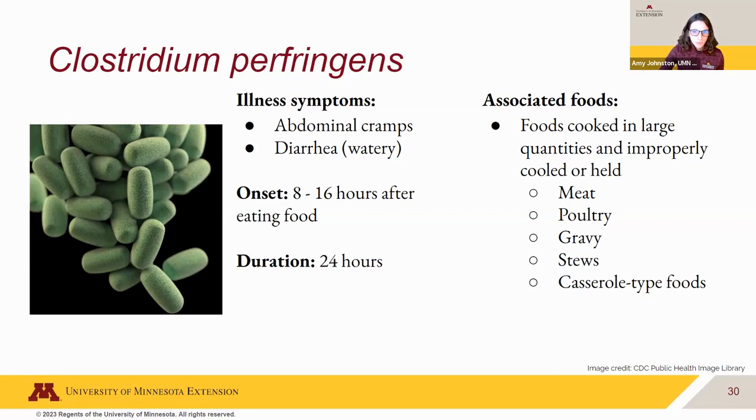So that temperature range where the Clostridium perfringens bacteria can produce those spores really quickly is between 41 and 135 degrees Fahrenheit. And that's called the temperature danger zone. So foods commonly associated with this illness are large roasts or large whole cooked birds, large batches of gravies and stews and casserole style dishes. Those are all very dense foods that could maybe have not been cooked thoroughly enough or take a long time to cool.